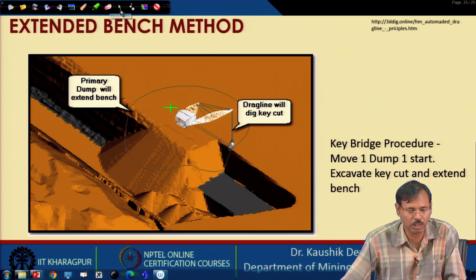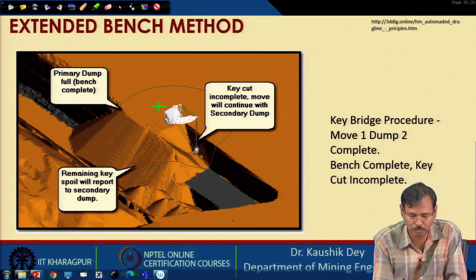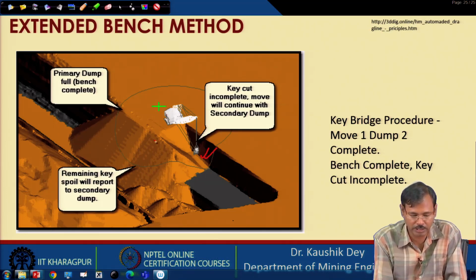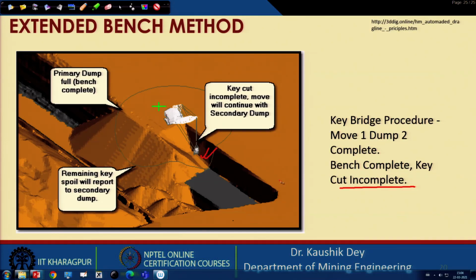Now let us look at how it is carried out. We can see the key cut is in progress. We are carrying out the key cut now, and the extended bench is made already and the secondary dump is prepared at this position. The dump is complete, the key cut is still incomplete. We will continue this key cut until it is completed.